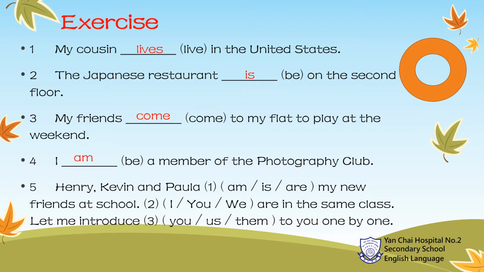Number four, the answer is am because of the subject I. Number five, the answer is are because of Henry, Kevin, and Paula. It's more than one person. Number two, the answer is we because of Henry, Kevin, and Paula. Last one, the answer is them because it's more than one person.